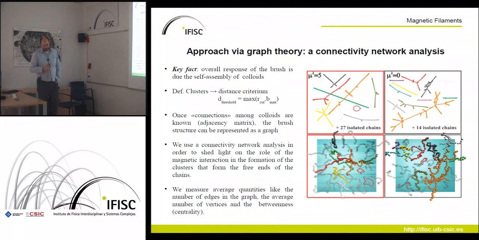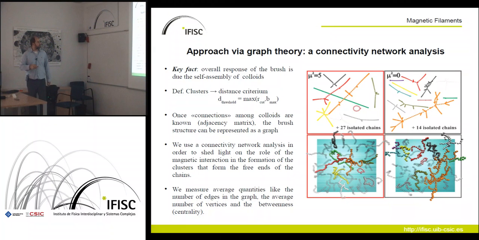And well, to explain this, we resort to the tools of network analysis. Here what happens is that we realize that the response of the brush is due to the interaction between the monomers, one to one. And then what we do is we try to see what type of clusters are created inside these brushes.